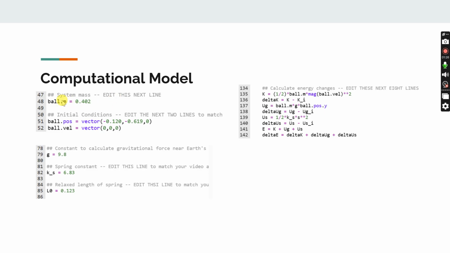Here's my computational model, or the most important parts of it. In the top left, we set the mass equal to the same mass as the physical model, as well as the starting position and velocity. And then also the gravitational constant and the spring constant and the relaxed length of the spring. And then this on the right was the code within the while loop that updated each energy component.